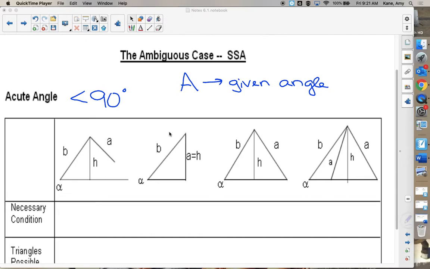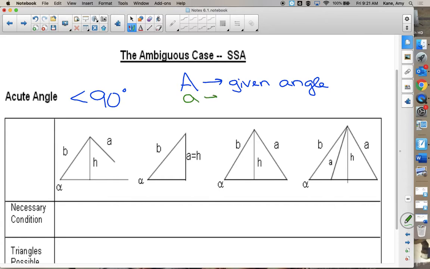And then the other two pieces of information: little a represents the side opposite the angle. So if I'm given angle B, I would have side B. If I'm given angle C, I would have side C. And then in this case, B represents the other side, and that's always attached to the angle.